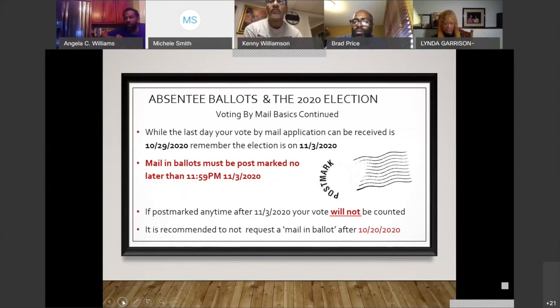So this is a recommendation that I have. This is not official. You won't find this on any Will County site or anything. I would say the last day to request a mail-in ballot, if you haven't already done so, will be 10/20/2020, just to make sure that the election authority has enough time to get your application and get it in the mail to you, and you can receive it and then return it.